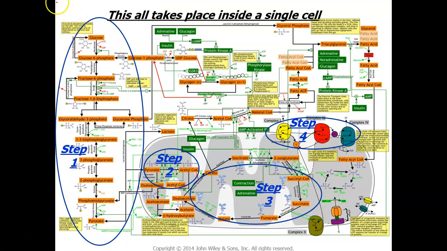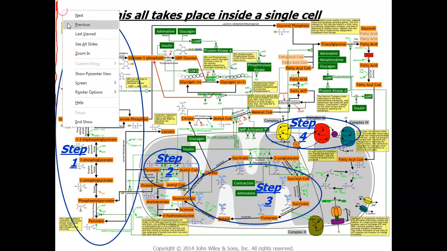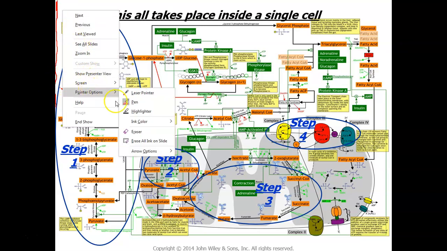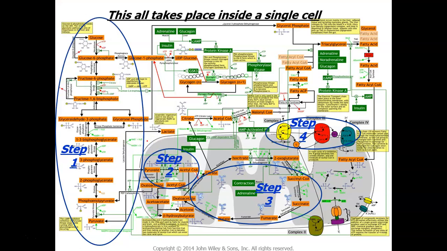If I wanted to draw this red line all the way around the perimeter of this slide, I'm not going to, but that would be the plasma membrane. So everything that you see on this slide is occurring inside of one cell. All of it. Cool.